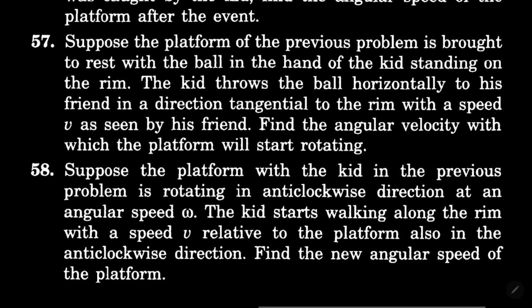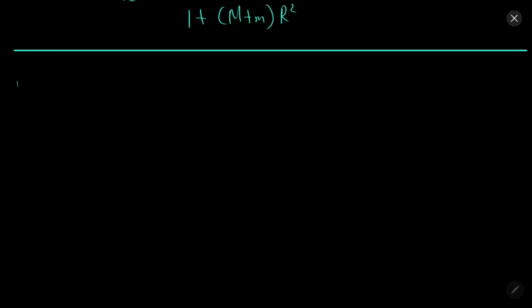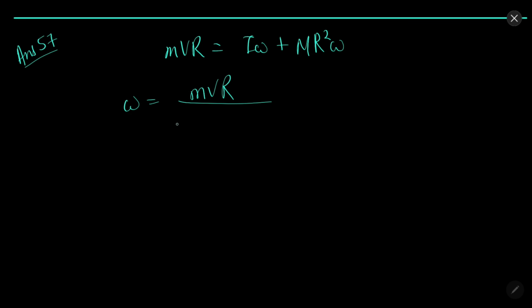In question 57, suppose the platform of the reverse problem is there. Find the angular velocity with which the platform will start. So this is solution 57. So what we will have is mvr equal to I omega plus mr square omega. So omega will come out to be mvr over I plus mr square.